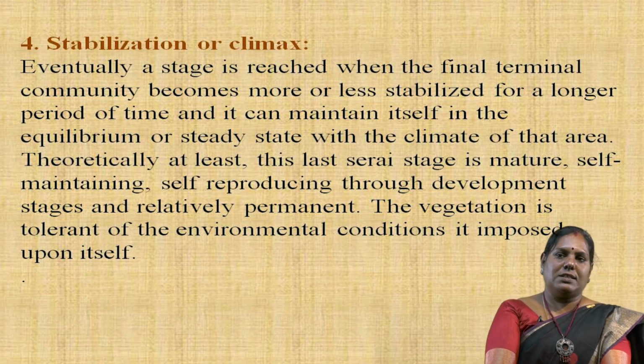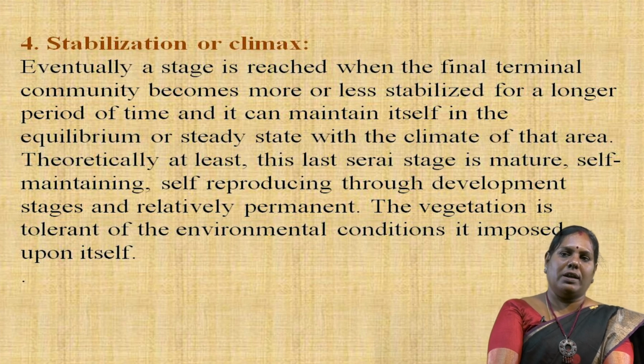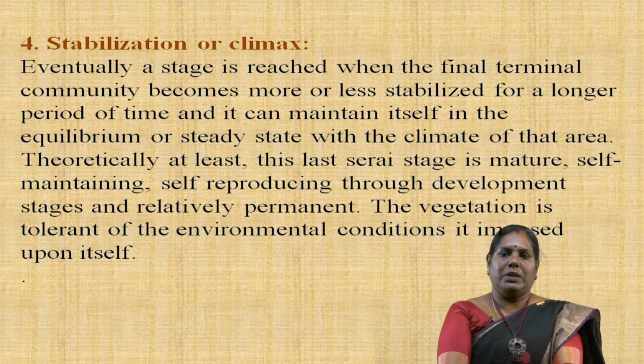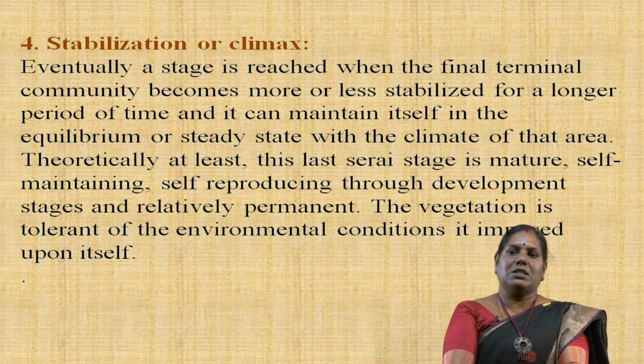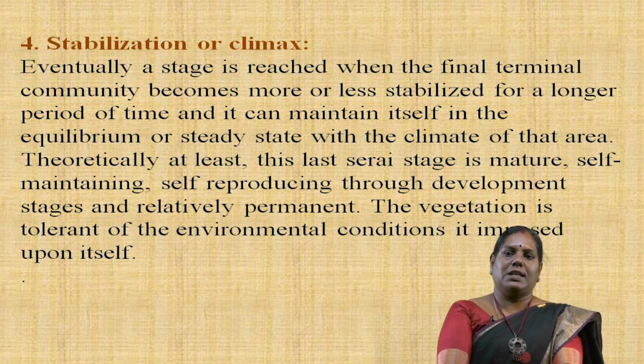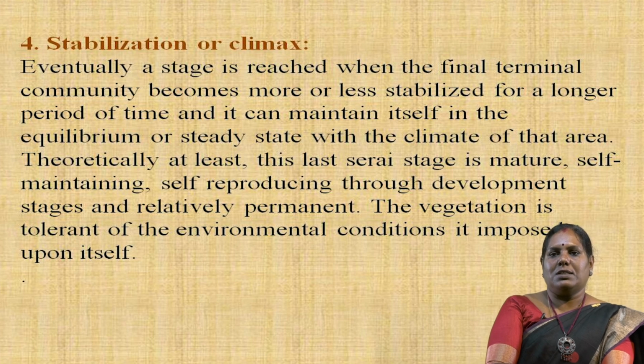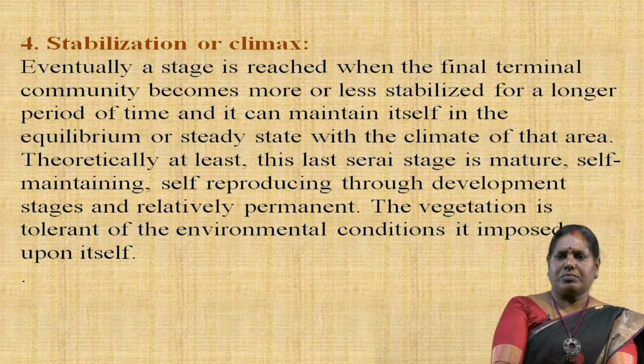Eventually, a stage is reached when the final terminal community becomes more or less stabilized for a longer period of time, and it can maintain itself in equilibrium or steady state with the climate of that area. So, this is the stabilization or climax.